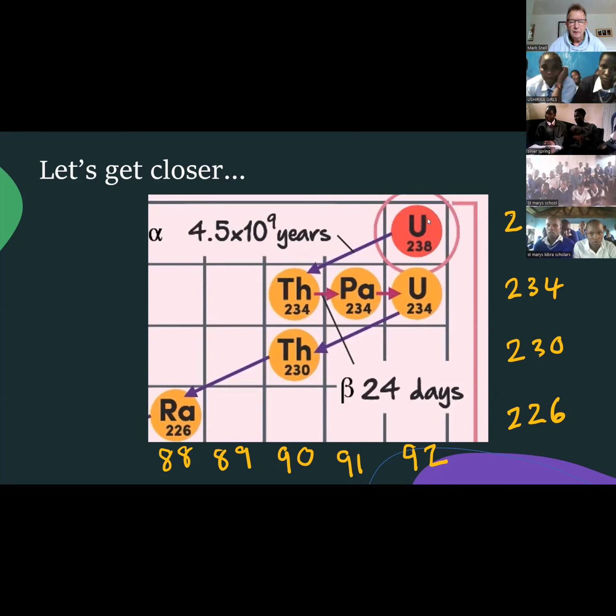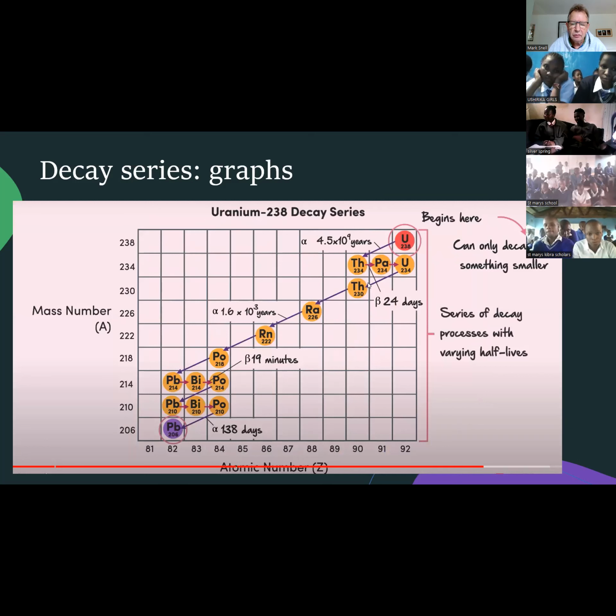That's the alpha particle. So it helps if you get used to these: every time it goes diagonally like this, that is an alpha particle. Every one of these diagonals, every one of them, is an alpha particle. Okay, every single one of those is an alpha.